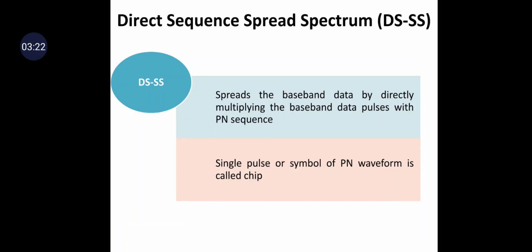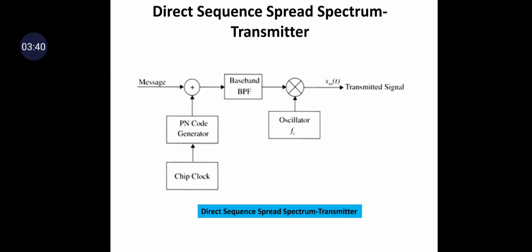So the first type is direct sequence spread spectrum. The direct sequence spread spectrum spreads the baseband data by directly multiplying the baseband data pulses with the PN sequence. A single pulse or symbol of the PN waveform is called a chip. So this is a transmitter used for direct sequence spread spectrum. Here the message is the input and the output is the signal that is to be transmitted. Here we have the PN code generator, then the band pass filter, and then an oscillator that generates the carrier frequency.